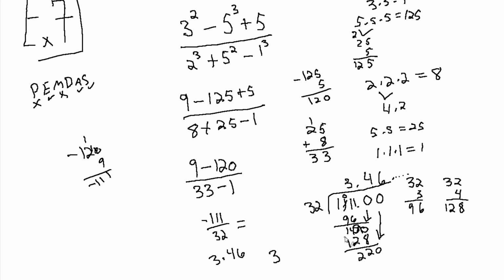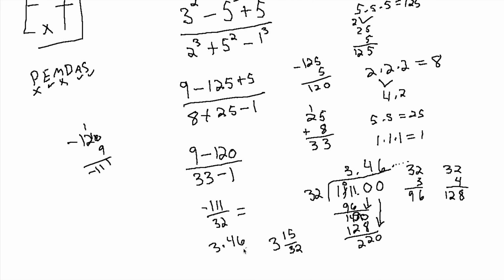We could just stop there and say 2 decimal places is good enough. So the answer would be 3.46. Or we can write it as 3 and 15/32.